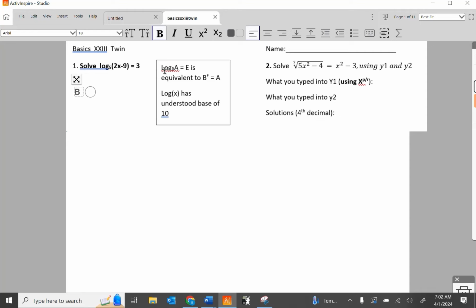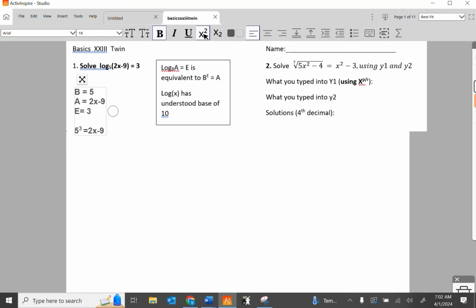Anyways, I'm thinking log_b(a) equals e, which is written right here. So I have a base of 5. I have an argument of 2x minus 9, which leaves the exponent to be 3. So it's equivalent to b to the e equals a. I have a base of 5, my exponent is 3, and it must equal 2x minus 9.